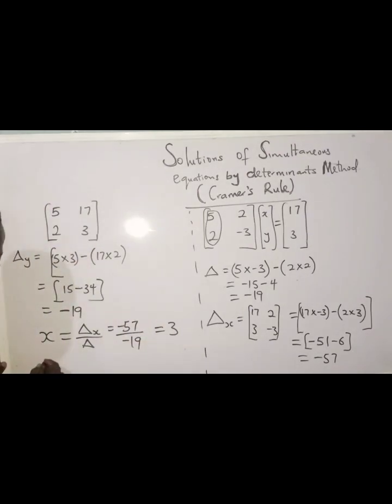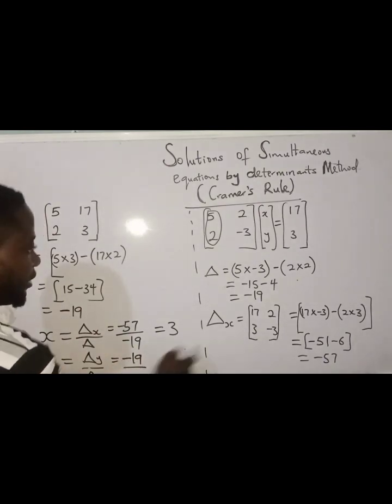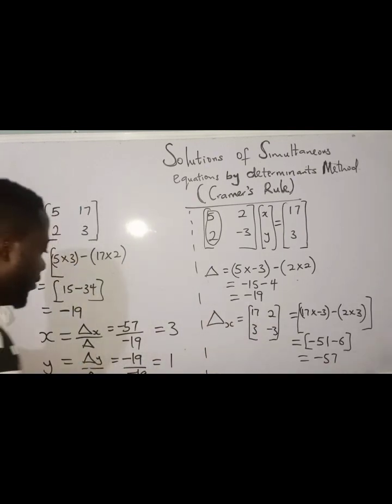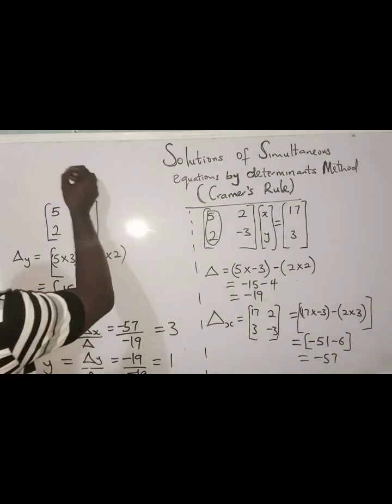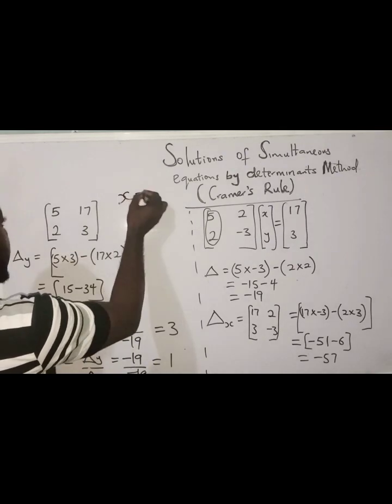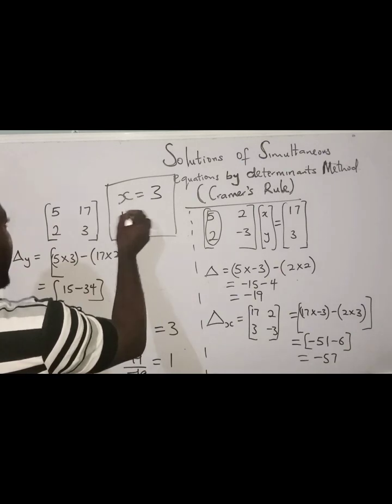Now let's find the value of y. That's going to be the determinant of y all over the real determinant. What is the determinant of y? Minus 19. And the real determinant is also minus 19. So that means our answer for y is 1. Therefore, our answer is x equals 3 and y equals 1.